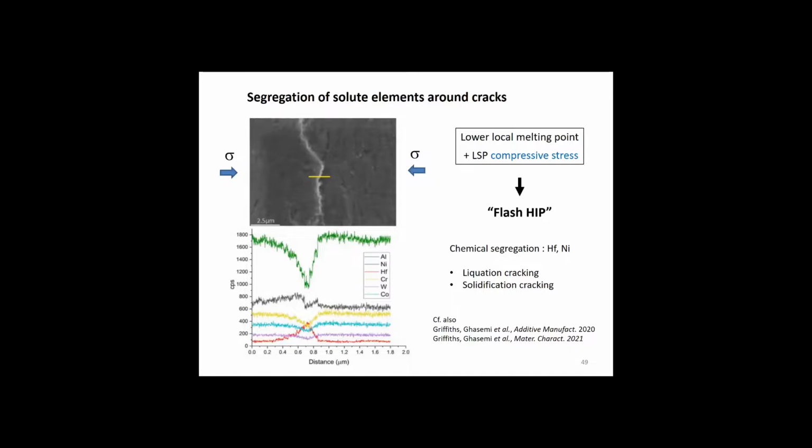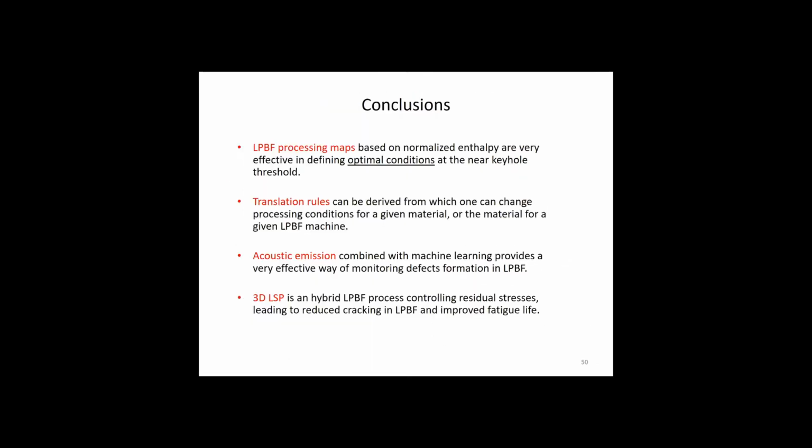So that's one illustration of the kind of healing that we could do, but there could be other ways, like remelting, as I mentioned before. I will conclude here by saying that these processing maps based on normalized enthalpy have shown to be very useful for different types of materials. In particular, we can jump from one material to another using the translation rules, which only require us to measure the powder bed absorptivity and to know the standard material parameters of the materials.